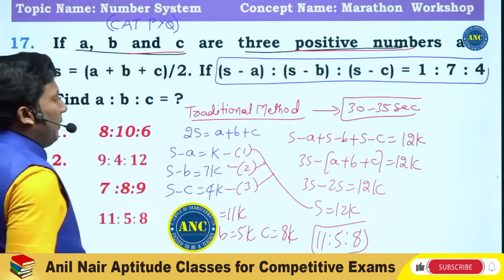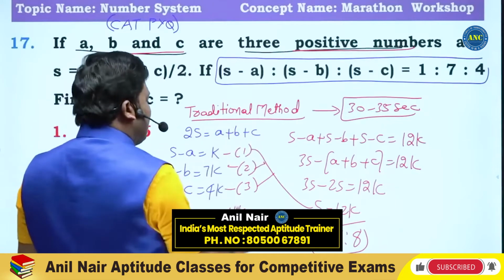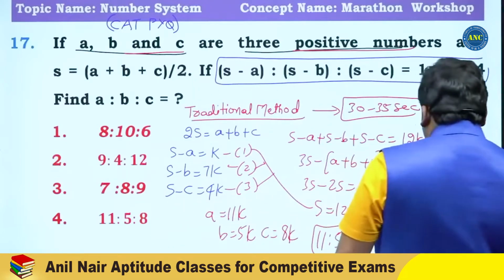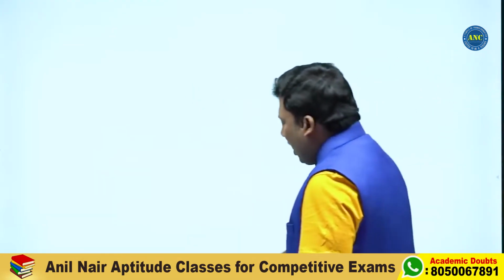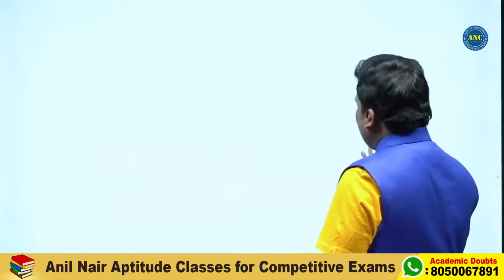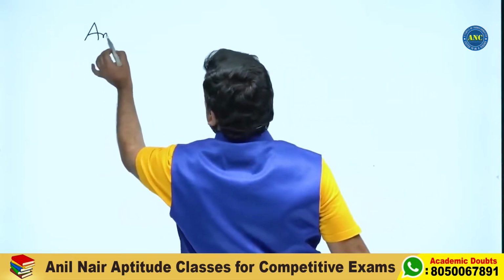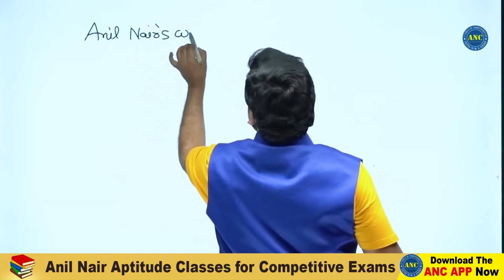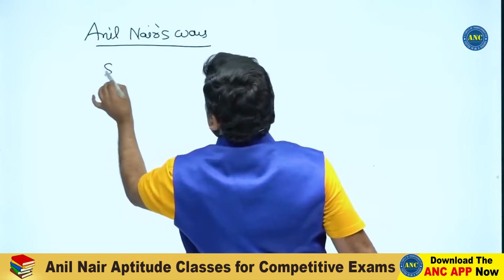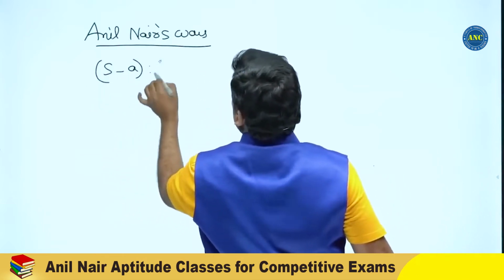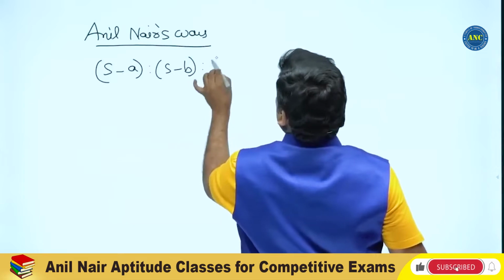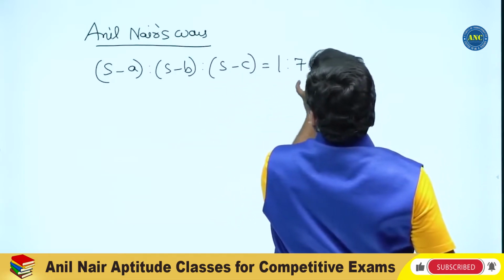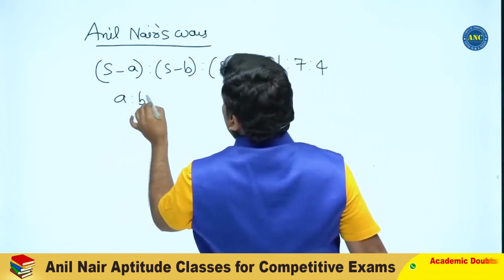For me, this is a stupid method. If anybody is solving like this, it is a time for you to introspect that these methods will not work. If Anil Nair is solving this question, Anil Nair's way, when I say Anil Nair's way, it is the logical way to solve the question. What is the question? S minus A is to S minus B is to S minus C is equivalent to 1 is to 7 is to 4. A is to B is to C.